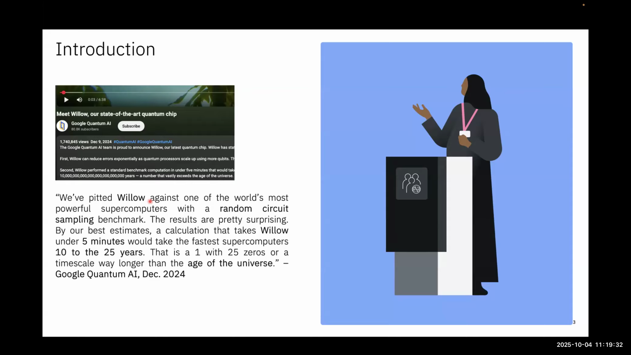By best estimate, a calculation that takes Willow under 5 minutes would take the fastest supercomputers 10 to the 25 years. That is a 1 with 25 zeros, or a time scale way larger than the age of the universe. And I think this summarizes the interesting thing, and one of the main reasons most of us are interested in the quantum computing field.